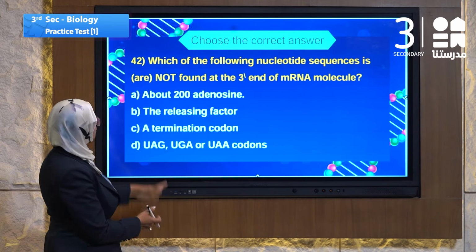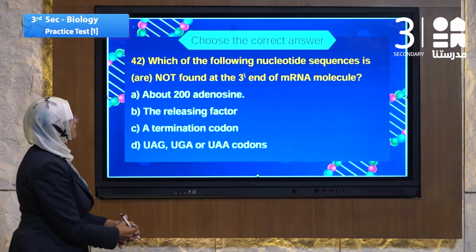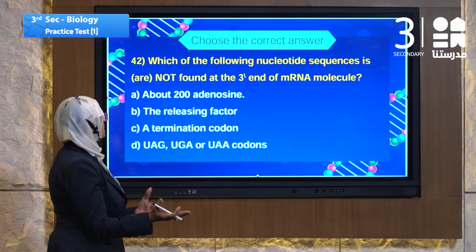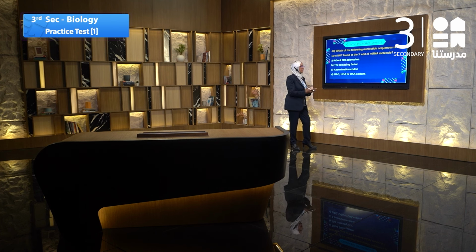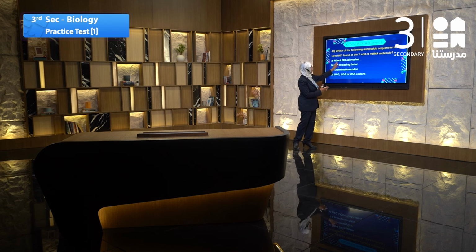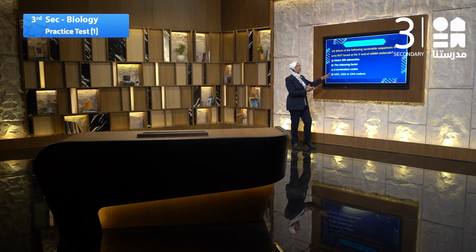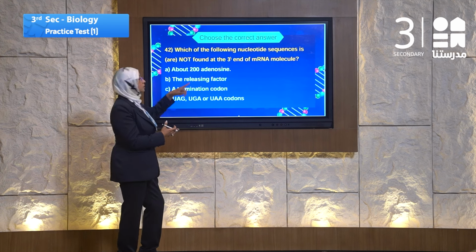Let's go to 42. Question 42 speaks about the nucleotide sequence. Let's read the question. Which of the following nucleotide sequences is not found in the 3' end of messenger RNA? We speak about the messenger RNA. What about the choices? Number A, about 200 adenosines. Yes, they are found. We search for not found.